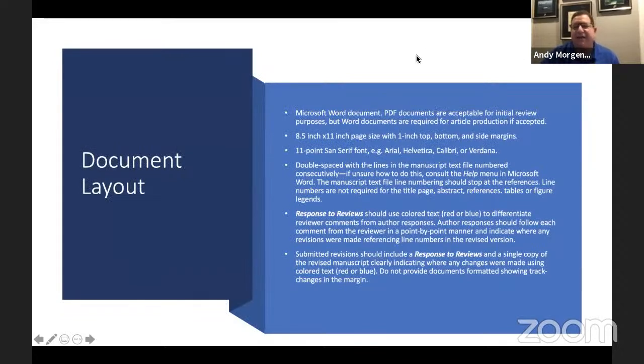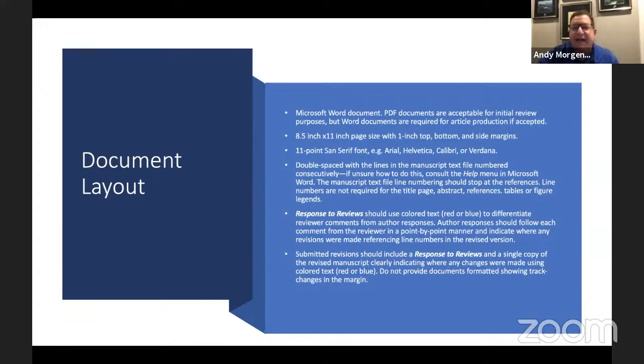The document layout, this is how specific they get. And I just wanted to put this up here. I don't necessarily want to read every line in this, but just so you're aware of how precise you have to be. When you submit it, it has to be a Microsoft Word document. PDF documents are acceptable for initial review, but Word documents are required for production if accepted.